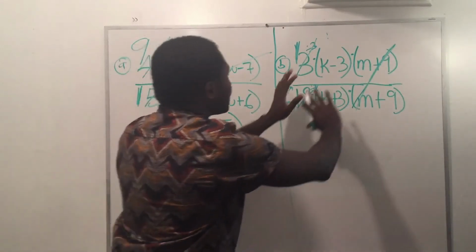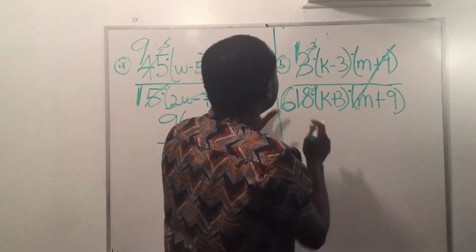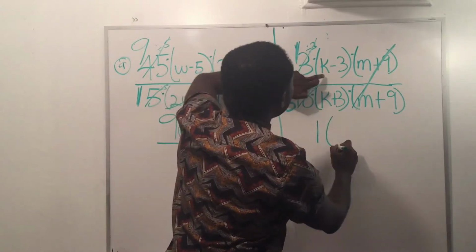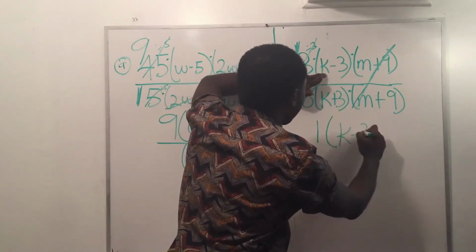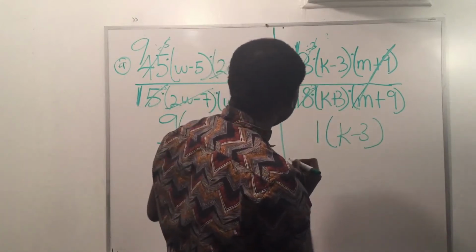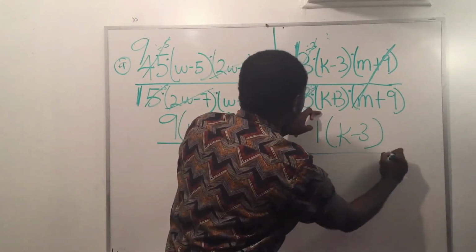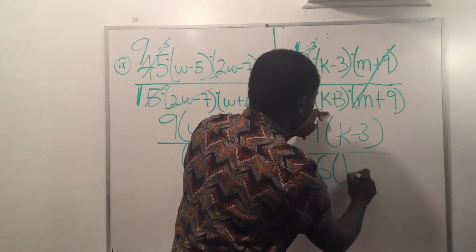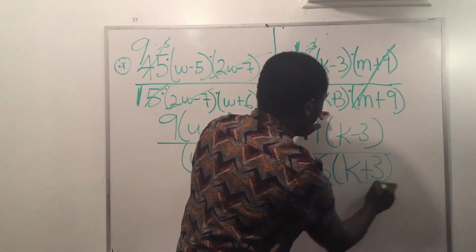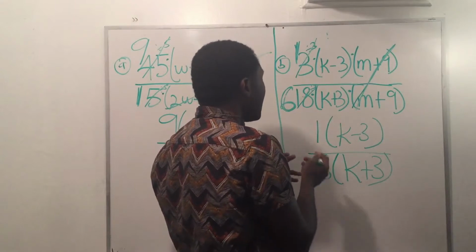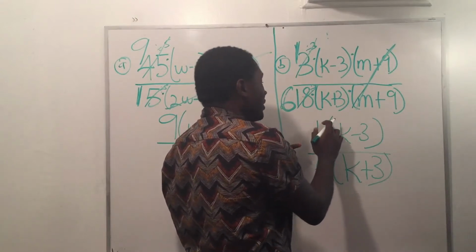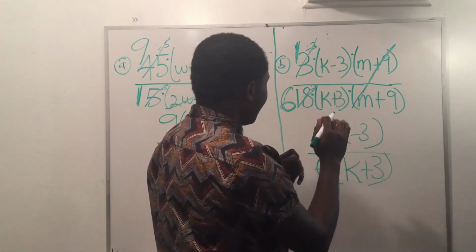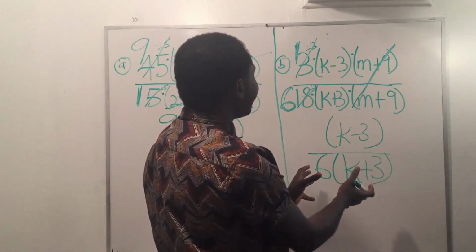And now whatever is left should be my answer. So looking at the top, I have 1, and I have K minus 3. And what about the bottom? At the bottom, I have 6, and then K plus 3. And again, anytime I have 1 outside a parenthesis, I can choose not to bring it. I can just take this out. And that is simplified. That's my answer right there.